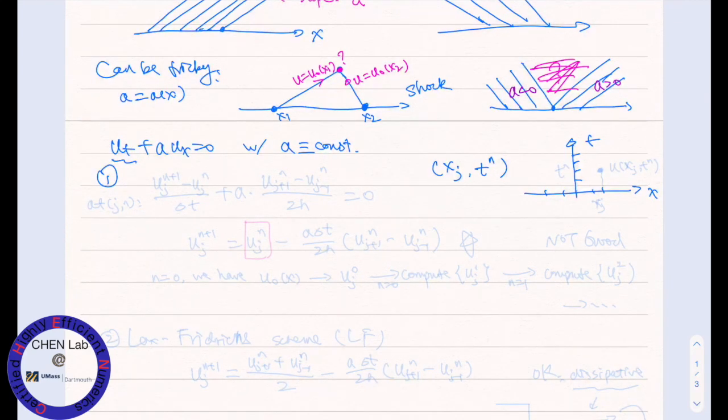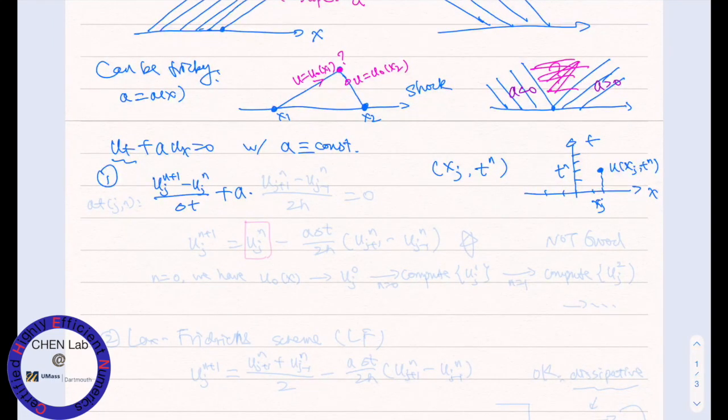So at any location, here is x_j, here is t_n, so the function value is u at x_j, t_n, that is u_j^n, that's what we used. So for u_t, if we do forward Euler, for example, that will be (u_j^{n+1} minus u_j^n) divided by delta t, plus a u_x.